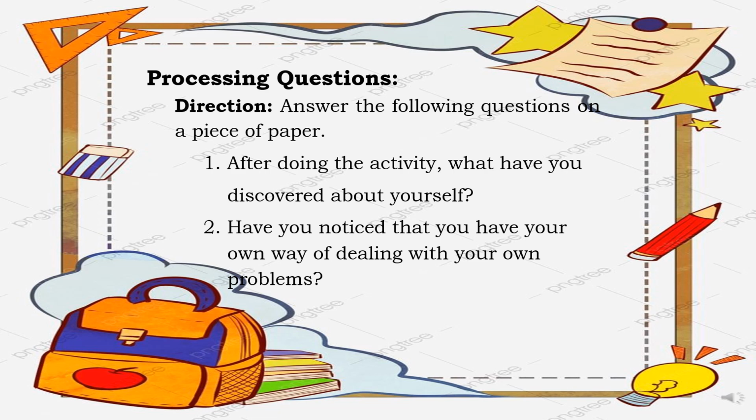After doing the first activity, you may now answer these 3 processing questions. Direction. Answer the following questions on a piece of paper. Number 1. After doing the activity, what have you discovered about yourself? And 2. Have you noticed that you have your own way of dealing with your own problems?